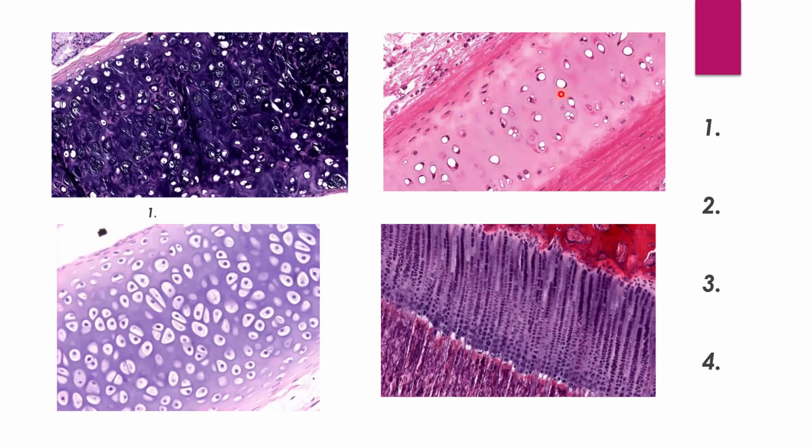Also remember, hyaline cartilage will have majorly collagen type 2. Elastic cartilage will have collagen type 2, but in addition to that, it will also have elastic fibers. But fibrocartilage will have majorly collagen type 1. In addition to that, it will also have collagen type 2, but the major collagen fibers found there will be collagen type 1 in the fibrocartilage. So those are the summary of the various types of cartilages.